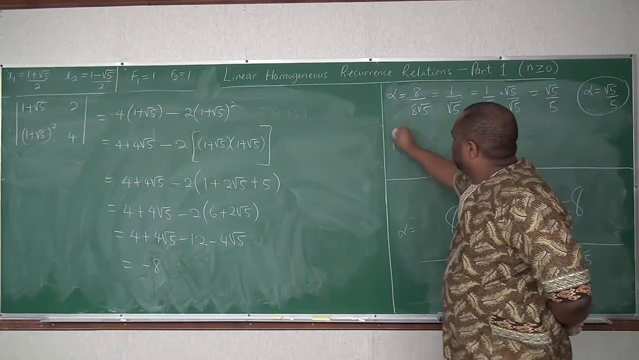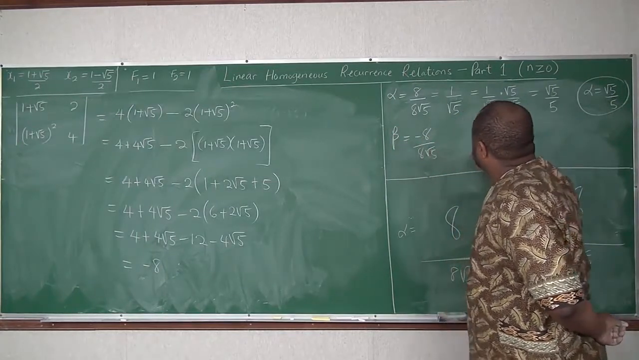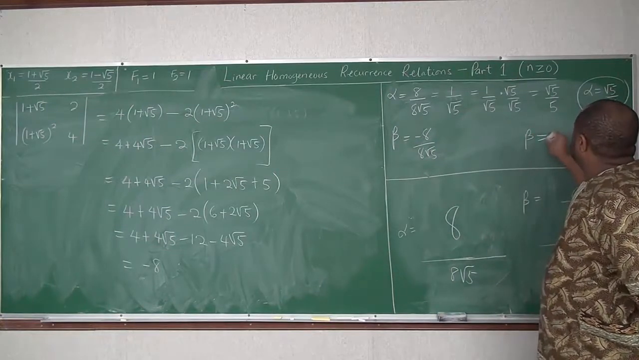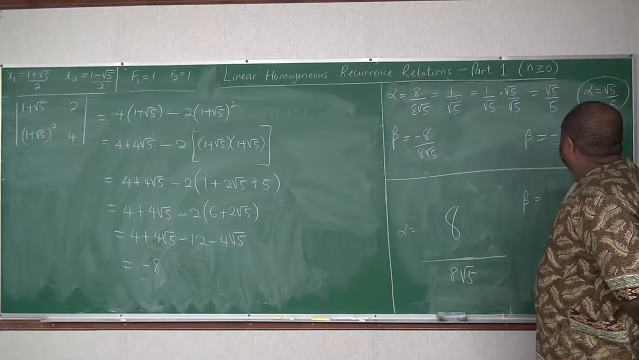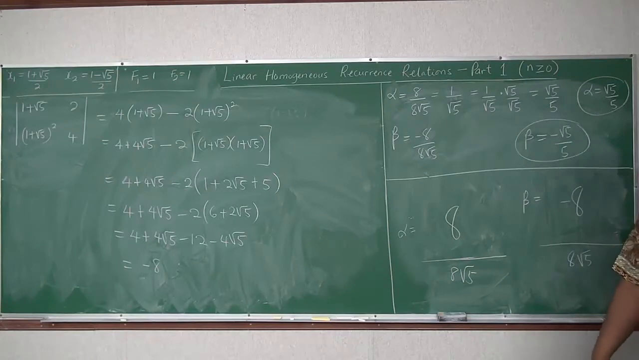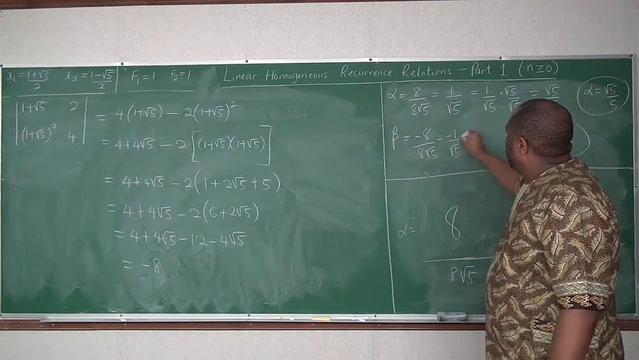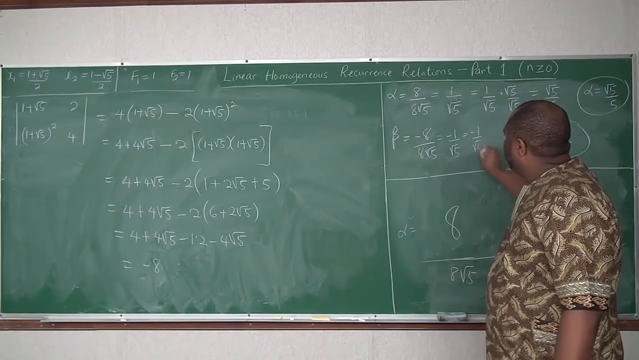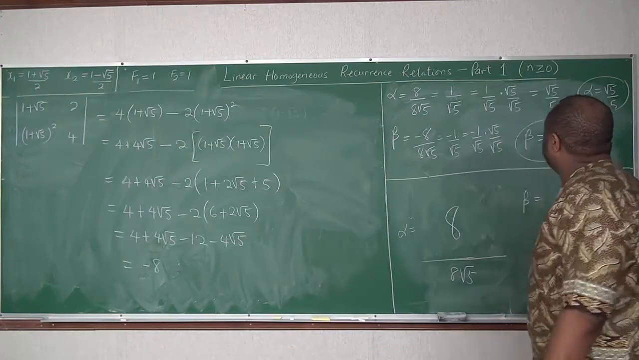Beta will give us negative 8 over 8 root 5. So our beta will give us negative root 5 over 5. Okay? Negative root 5 over 5. I mean, you do it the same way. This is negative 1 over root 5, which is negative 1 over root 5 times root 5 over root 5. Okay?